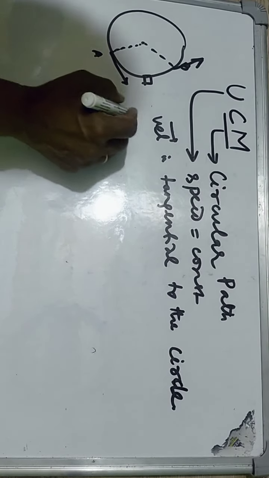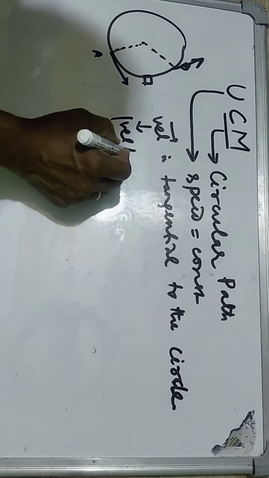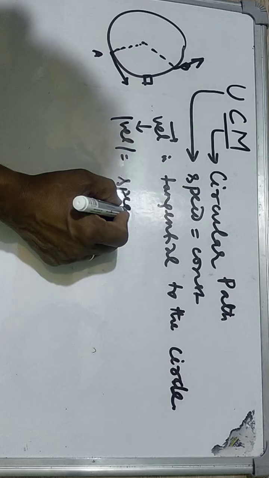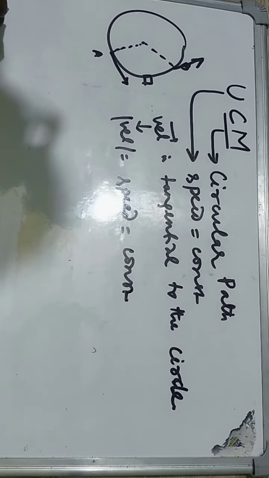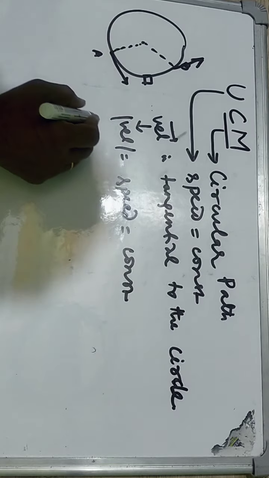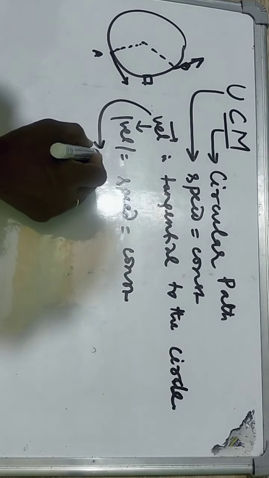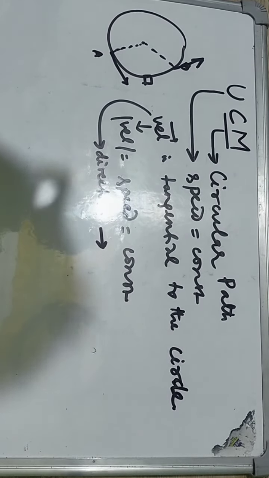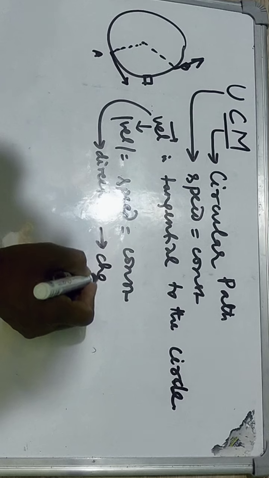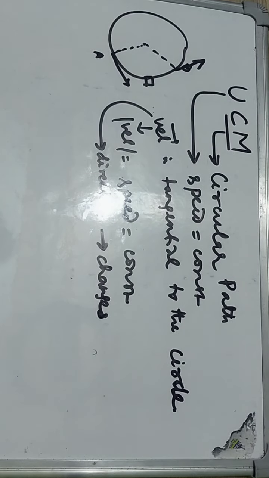Here, if we take the magnitude of velocity, that is speed, it is constant, whereas the direction of velocity changes throughout the motion.